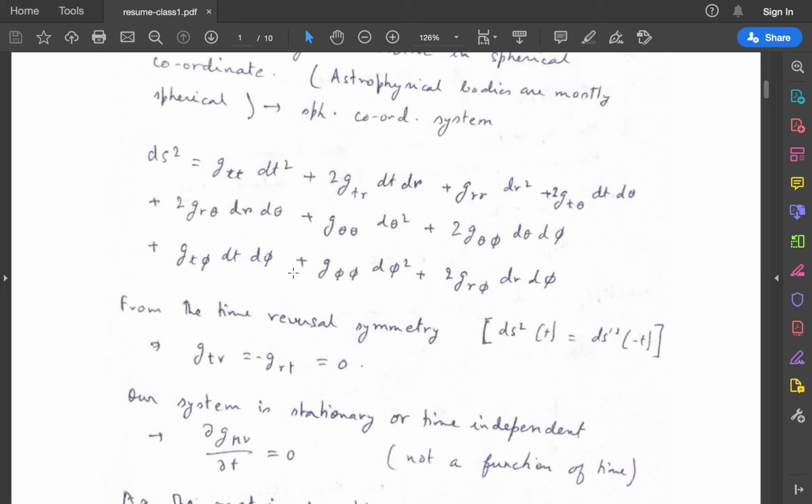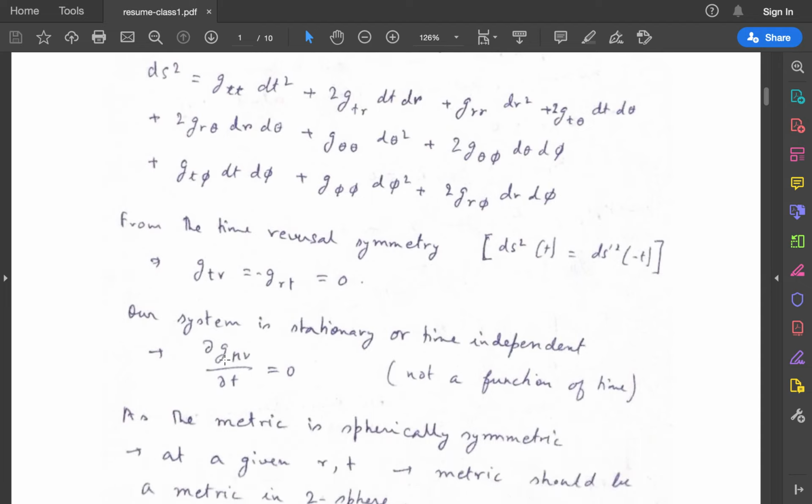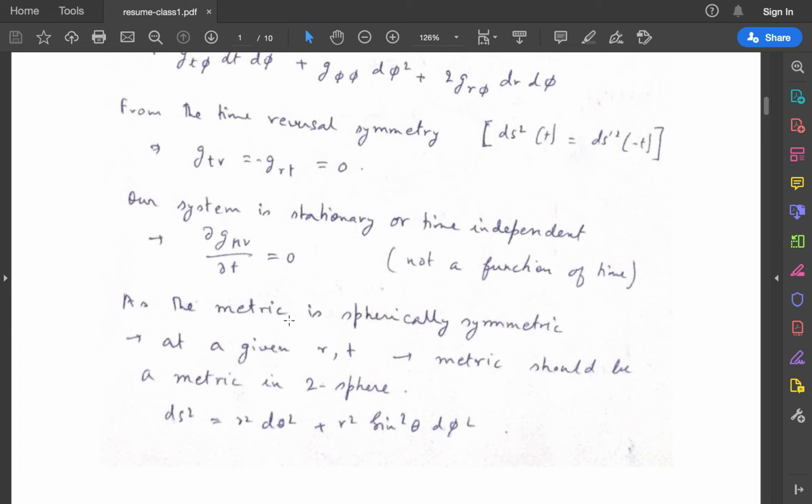So this is a very general metric, but we are assuming some speciality about space and time, so this will be reduced. We are assuming time reversal symmetry, that means ds squared for t is equal to ds squared for minus t, which means that g_rt, g_tr and all g_t theta will go to 0. Also, the metric g_mu nu will be independent of time. As the metric is spherically symmetric, for a given r and t, the metric should be a metric on a 2-sphere. So for a given r and t, it will reduce to r squared d theta squared plus r squared sin squared theta d phi squared.